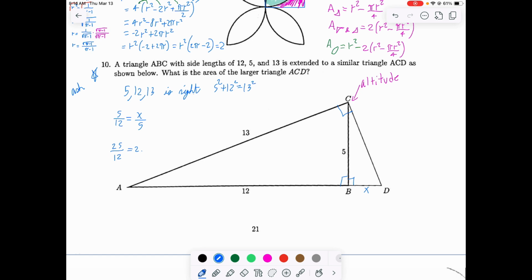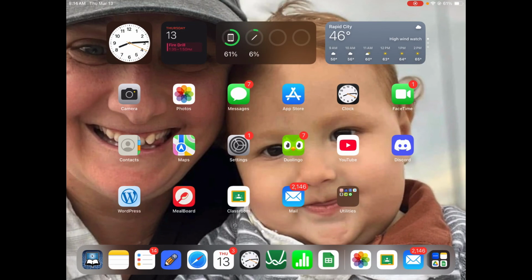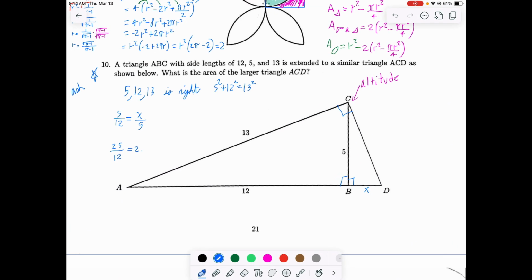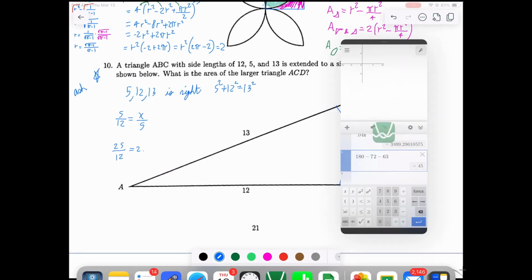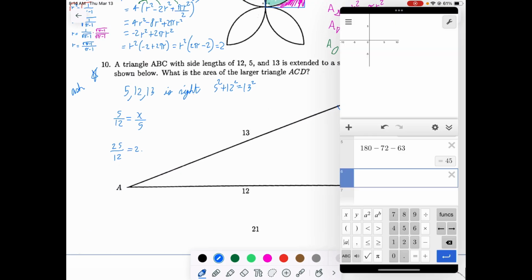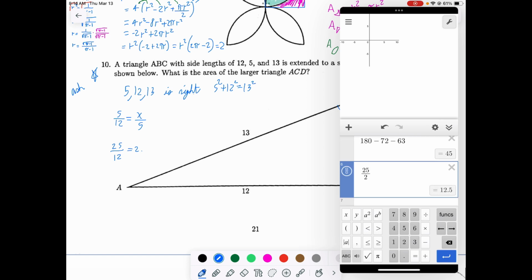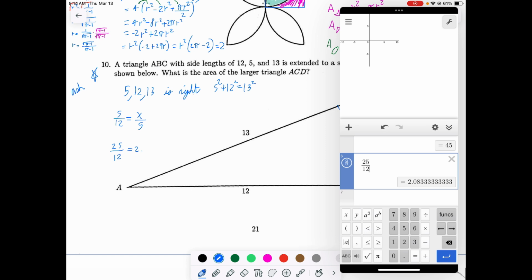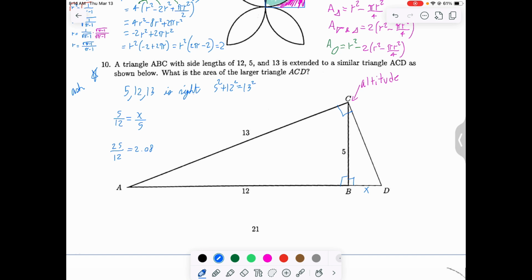actually, I'm just going to divide it using Desmos real quick. And 25 divided by 12 is 2.08. Okay, so I end up with that as the length of this side, 2.08.